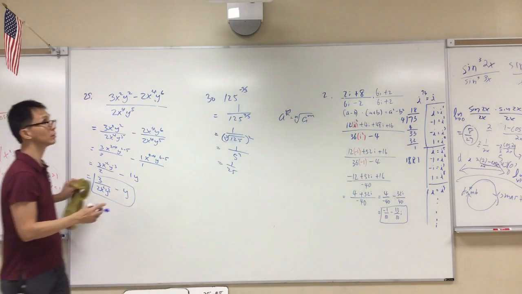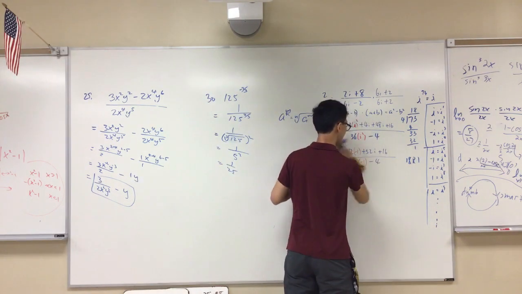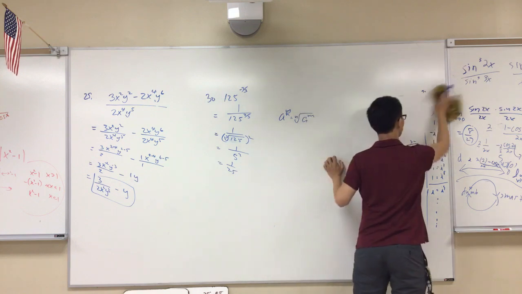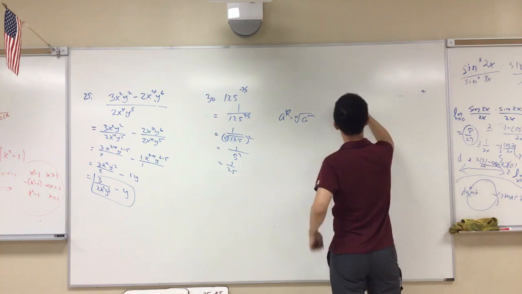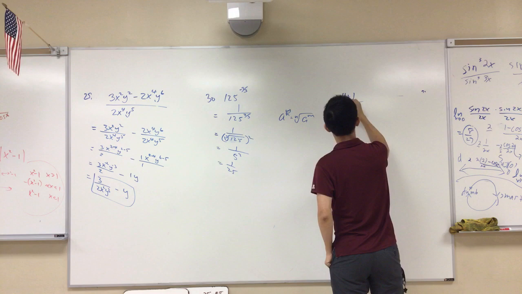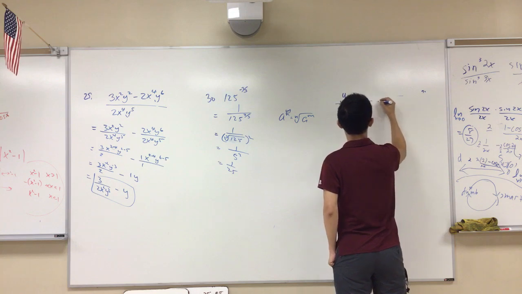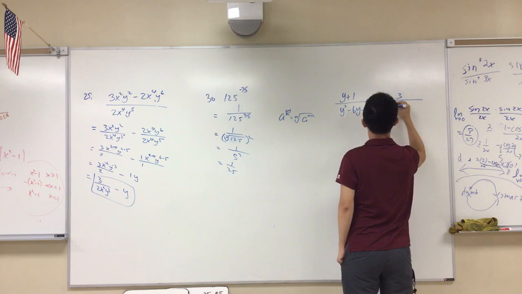Last question. I think one more, right? Yes, 31. Okay, what does 31 say? I'll wait for you. Okay, y plus 1 over y squared minus 6y plus 8, and then minus 3 over y squared minus 16.